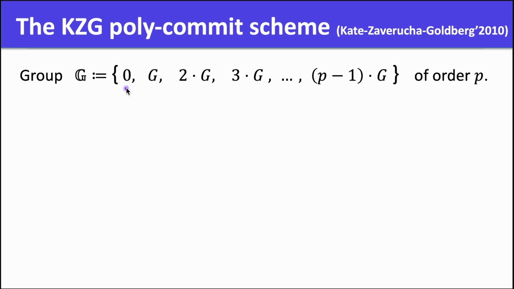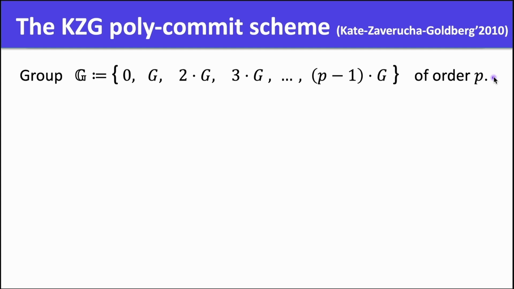So if you're not familiar with what a cyclic group is, it's not the end of the world. Just think of it as a set of p elements where any two elements can be added. So for example, I can take 4 times g and 9 times g, add those elements together, and what I'll end up with is the element 13 times g. So this gives us a set of p elements where any two elements in the set can be added to obtain another element in the set.